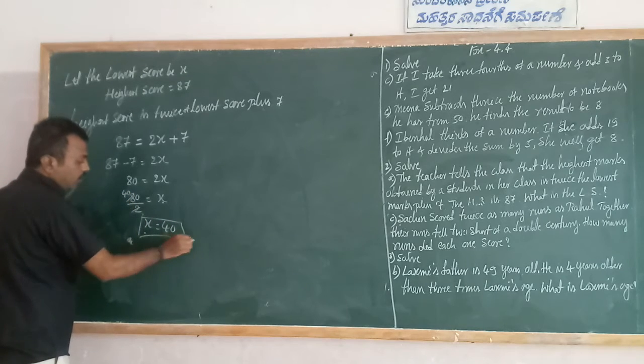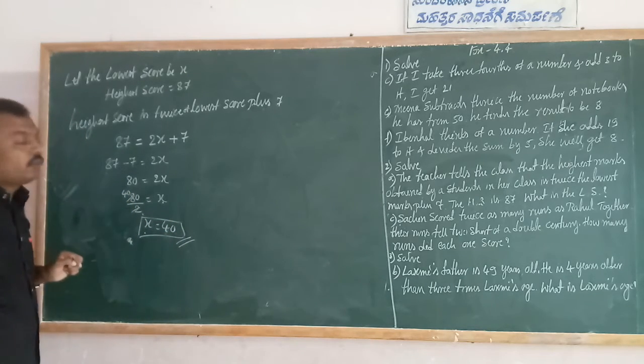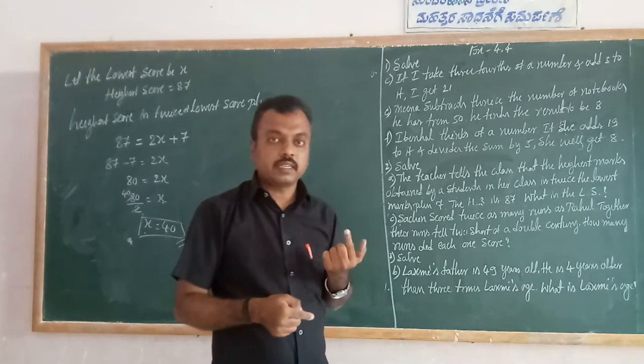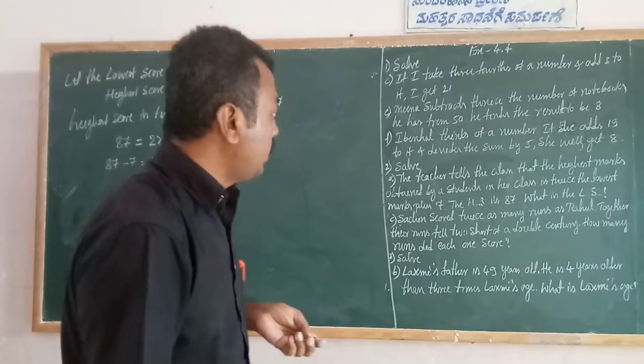Understood? Therefore the lowest score is 40. Understood? Double 40 and make it 80, add 7 to that and make it 87. Is it right? Correct? Yes. So like this we have to solve it.